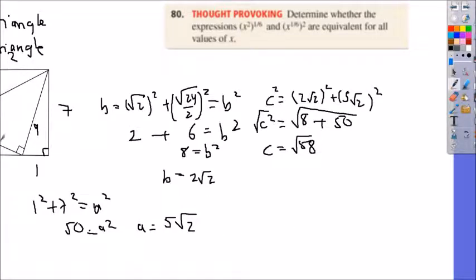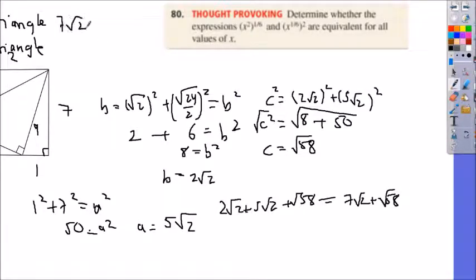Right, so you add a, b, and c together. 2 square root 2 plus 5 square root 2 plus square root 58. You will get 7 square root 2 plus square root 58. And that is your perimeter. 7 square root 2 plus square root 58.